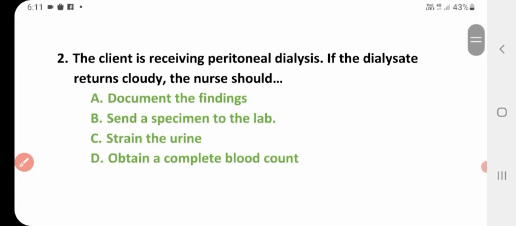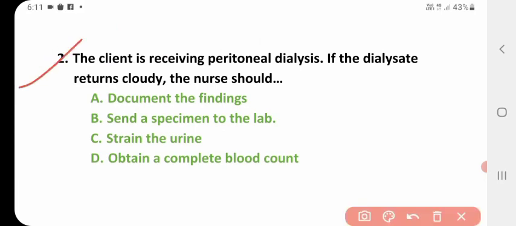Next, move to the second question. The client is receiving peritoneal dialysis. If the dialysate returns cloudy, the nurse should document the findings, send a specimen to the lab, strain the urine, or obtain a complete blood count. When the dialysate returns cloudy, the nurse should send a specimen to the lab. Option B is the correct answer.